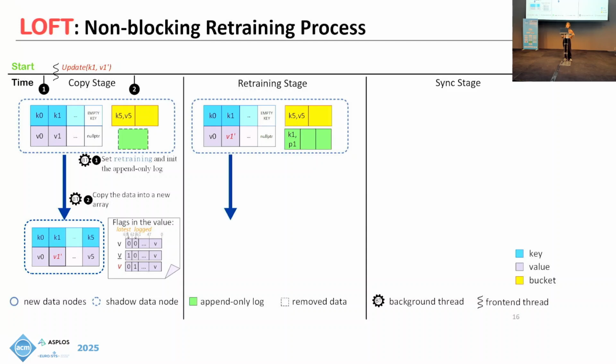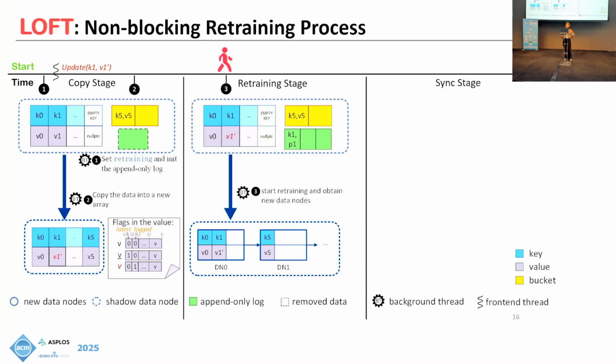During the retraining stage, the background thread will start retraining and obtain the new data nodes. If the worker thread wants to update K1, it does not need to log it into the append-only log because we already recorded K1 in the log. So we can use the pointers in the append-only log to obtain the latest version of the value.